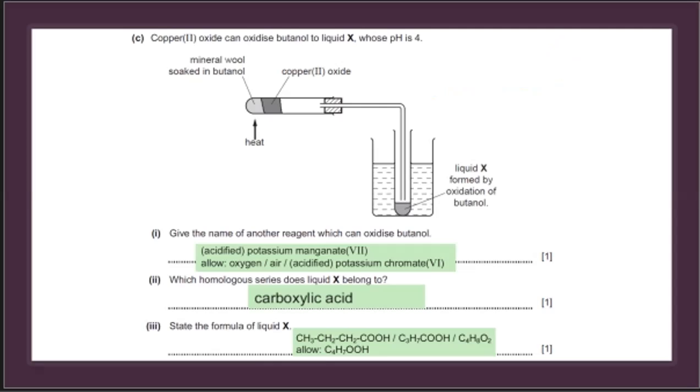Next question. State the formula of liquid X. So you have butanol. So most likely you would have the acid version of the alcohol. So we would most likely get butanoic acid. Right? We would most likely get butanoic acid.